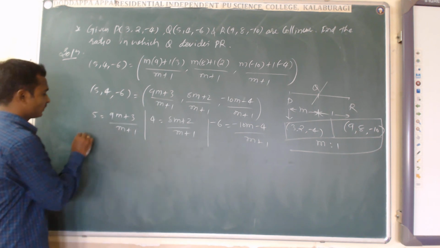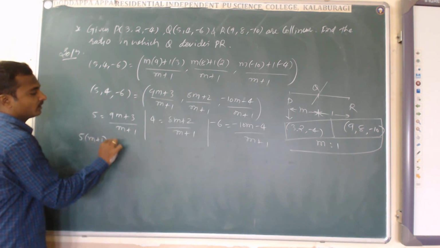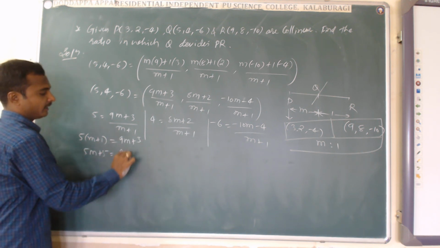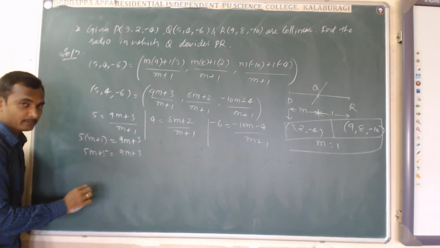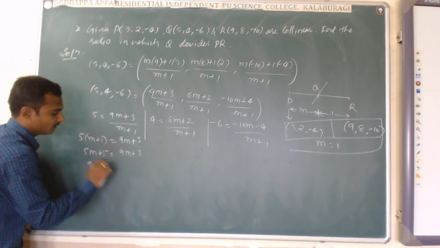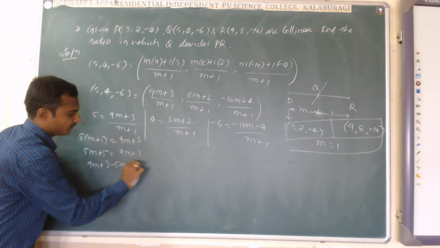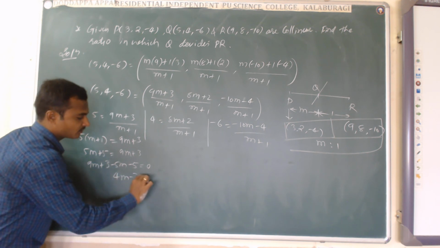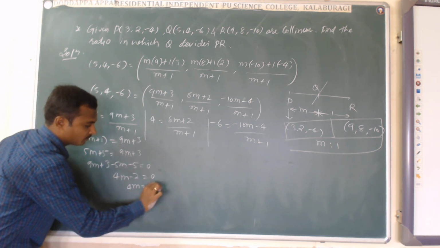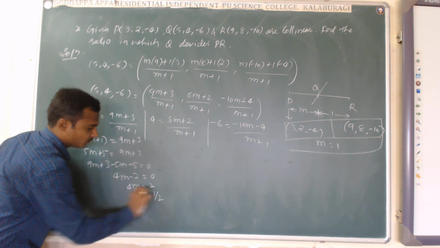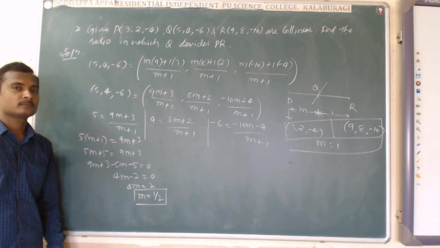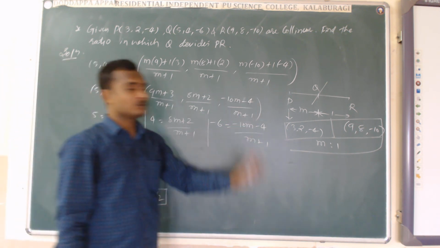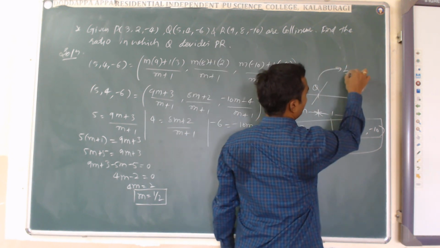So let us solve this one. This becomes 5 into (m plus 1) equals 9m plus 3. Solve this: 5m plus 5 equals 9m plus 3. Send 5m plus 5 to the right side. So 9m plus 3 minus 5m minus 5 equals 0. 9m minus 5m is 4m, 3 minus 5 is minus 2, equals 0. 4m equals 2, so m equals 1 by 2. Do you get that? m equals 1 by 2. It means the ratio is 1 by 2 comma 1, so the given actual ratio is 1 by 2 is to 1.